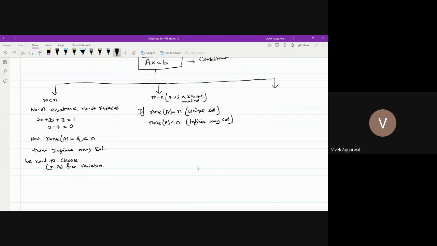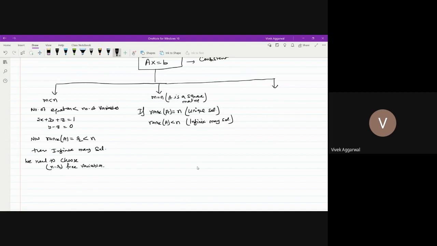Like here, we have three variables. Suppose the rank is 2, so I have to choose one variable. So here I put y equal to z, and then we substitute and find the value of x. So n minus r free variables we have to choose.